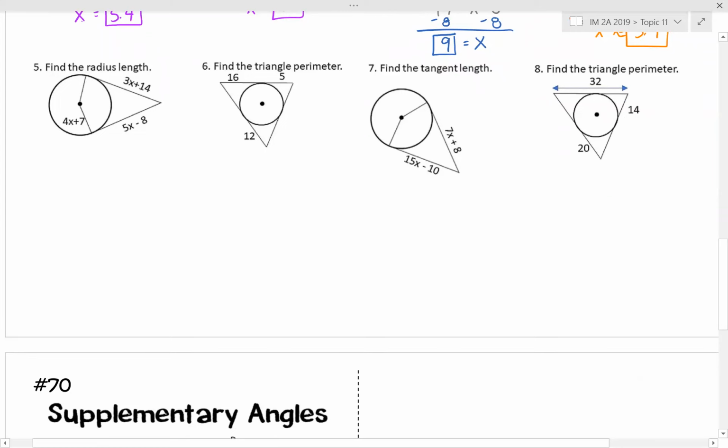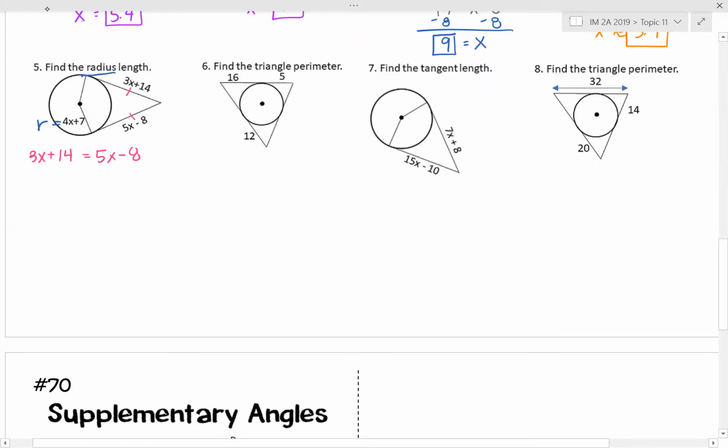So in number 5, it's asking us to find the length of the radius. So what the ice cream cone problem tells us is that these 2 pieces are equal. And so what I can do then is take 3x plus 14 and set it equal to 5x minus 8. And I have to use that to find x. And then once I find x, I can plug that into the radius so that I can get that answer. So this is the radius for x plus 7. So we're going to start by solving for x first.